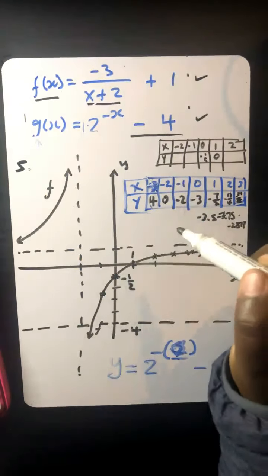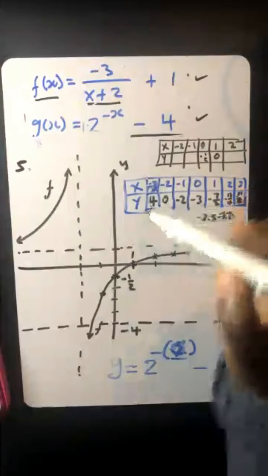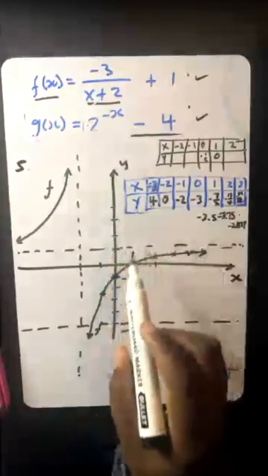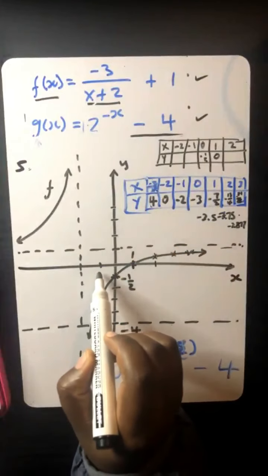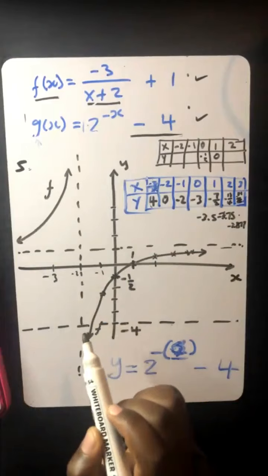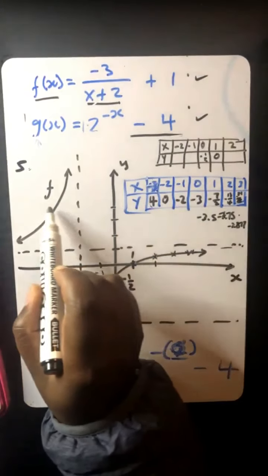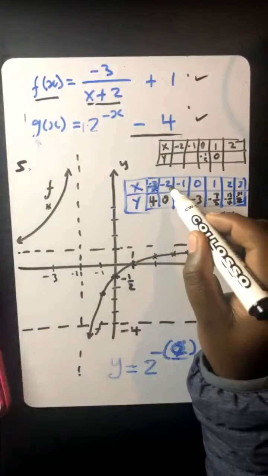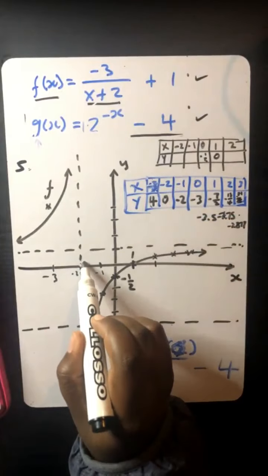Okay, so let's make the points now. You said where x is negative 3, y is 4. So let's say this is 1, 2, 3, 4. Where x is negative 3 is 4. So this is negative 1, negative 2, maybe negative 3, it's somewhere there. So let's make a dot there. Where x is negative 2, you said it's 0. Did you say it's 0? I think you said it's 0.